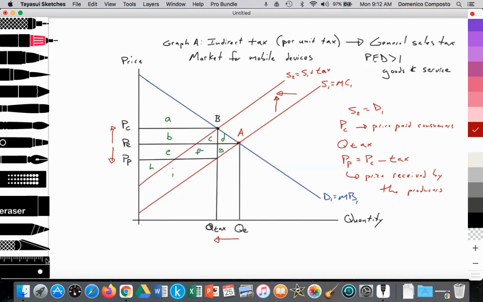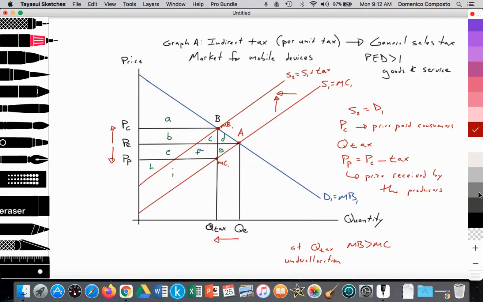We should note that at quantity tax, at point B, since this is the demand curve, you can note that the marginal benefit at quantity tax is greater than the marginal costs of production. So at quantity tax, the marginal benefit is greater than the marginal cost, which is an under allocation. The tax has led to an impact on the economy where we're producing fewer mobile phones than what is desired by society. Thus, it generates a welfare loss, which we're going to get back to in the evaluation.